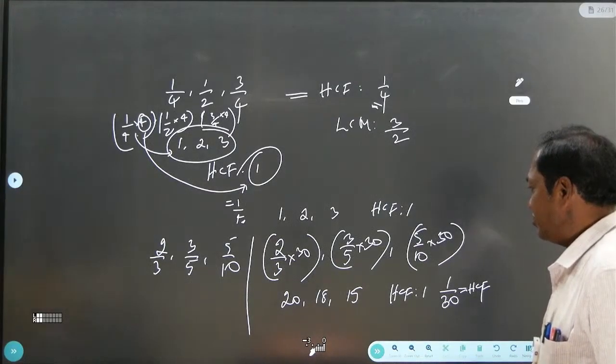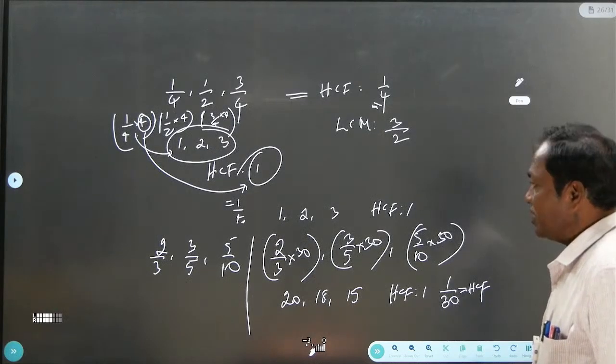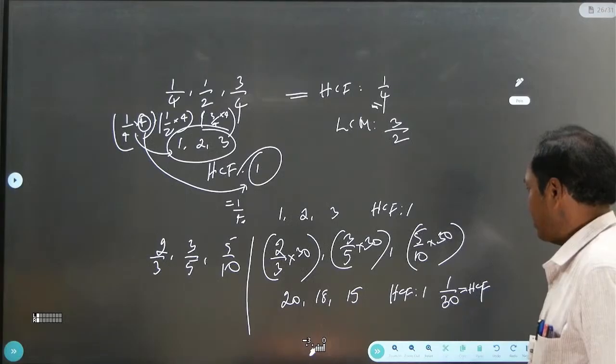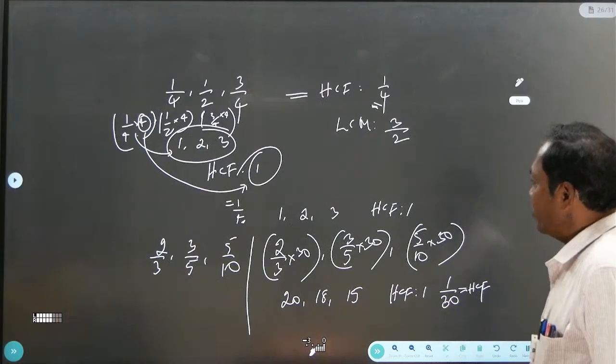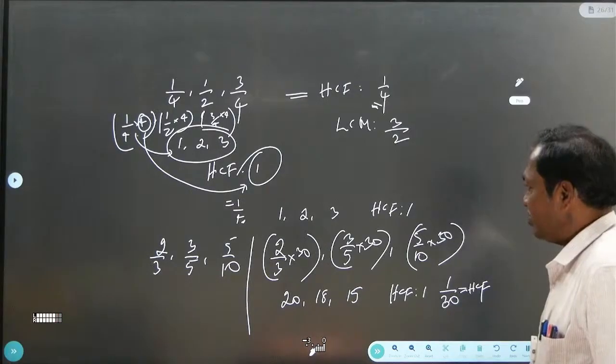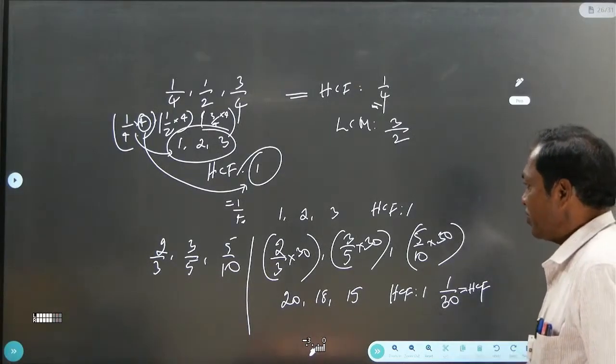Yes, sir, it will come. 1 by 30. Then in 1 by 30, what does it mean? That is the HCF. HCF of the given fractions, for that also we got 1 by 30, no? Yes, sir. So what does this mean? This means the conversion is universal. Now we come to conclude.